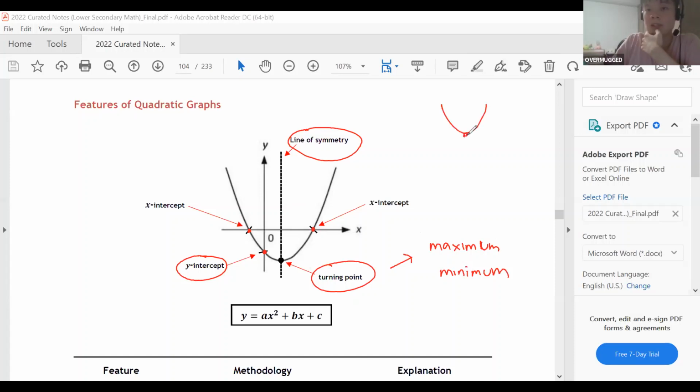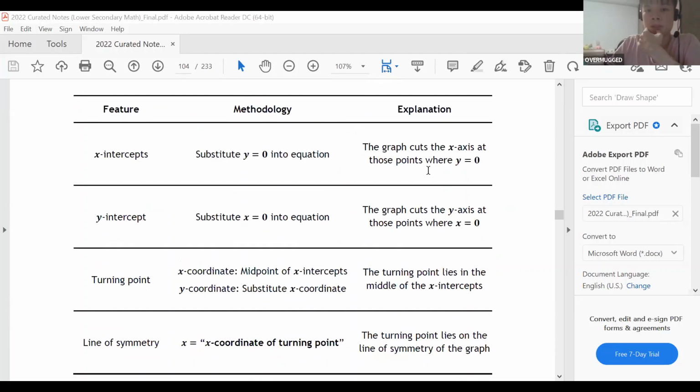If you have a smiley face, you have a minimum point. If you have a sad face, you have a maximum point. Basically, what is the highest value of the graph and what is the lowest, smallest value.